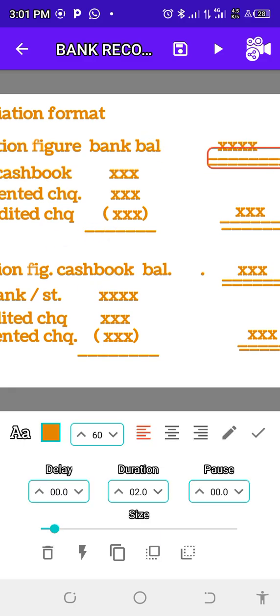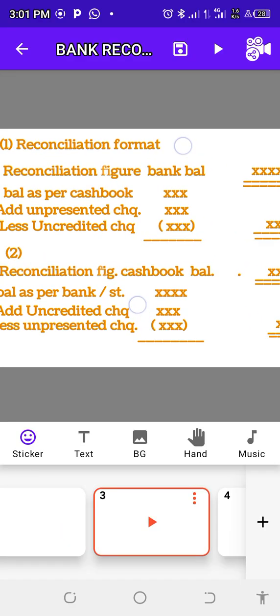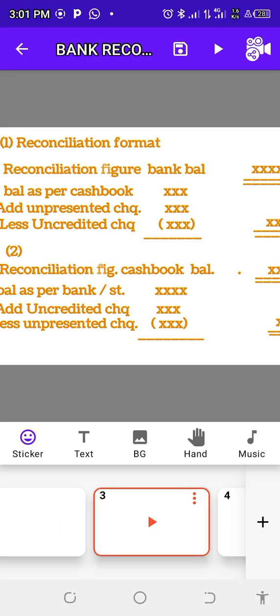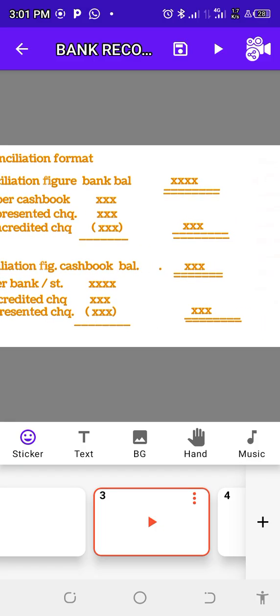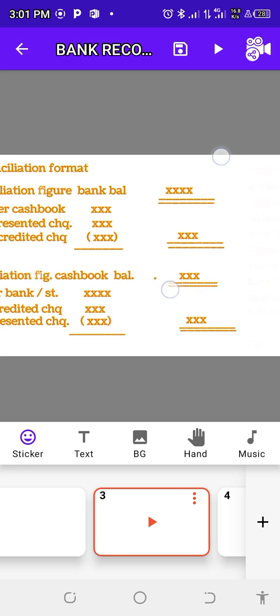The format says: balance as per cash book, add unpresented checks, less uncredited checks. And if you are correct in what you are doing, you are going to get the same balance you have in the adjusted cash book as the balance in the bank statement.